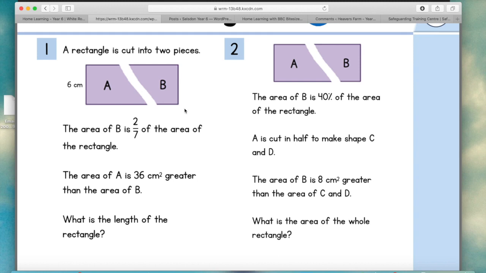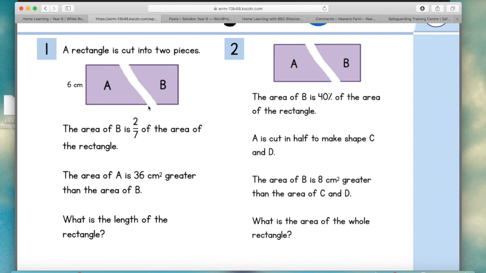A rectangle is cut into two pieces. We've got piece A here and we've got piece B here. We know that that side of the rectangle is 6 centimeters long. We don't yet know what the length of the rectangle is, and that's what we have to find out. So the answer is going to be the length of the rectangle. But we've got some clues. The area of B is 2/7 of the area of the whole rectangle.